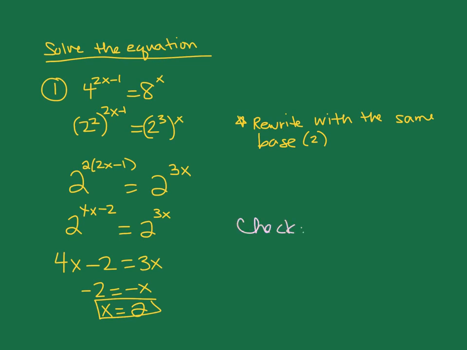So we're going to check. When we check our answer, we get 4 to the 2 times 2 minus 1 is equal to 8 to the second power. On the left side, I get 4 to the third power is equal to 8 to the second. 4 to the third, hopefully we know, is 64. 8 squared is also 64, so it does check out.